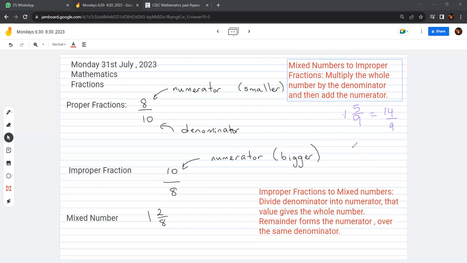If they gave us 2 and 4/5, you multiply your whole number by the denominator. So that's 2 times 5, which is 10. And then you add your numerator. 10 plus 4 is 14 over 5. So that's how we change our mixed numbers into improper fractions.